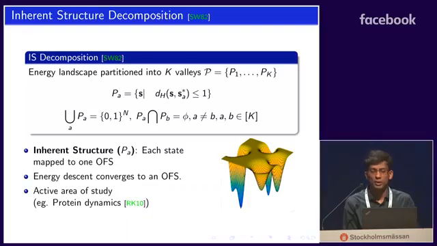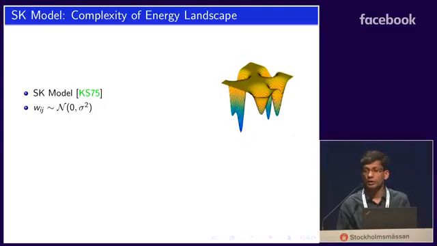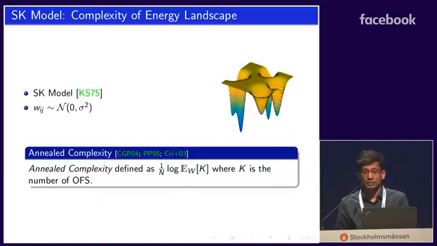Such formalism is an active area of study. It has been studied in other contexts also. Now, up till now, we have plotted this energy landscape for a particular instance of W. On the other hand, if we consider the Sherrington-Kirkpatrick model, the weight matrix W itself is a random matrix where each entry is distributed as per a mean zero Gaussian. For such a model, the annealed complexity is defined as the normalized logarithm of the expected number of one-flip stable states, where the expectation is under the prior distribution on W.